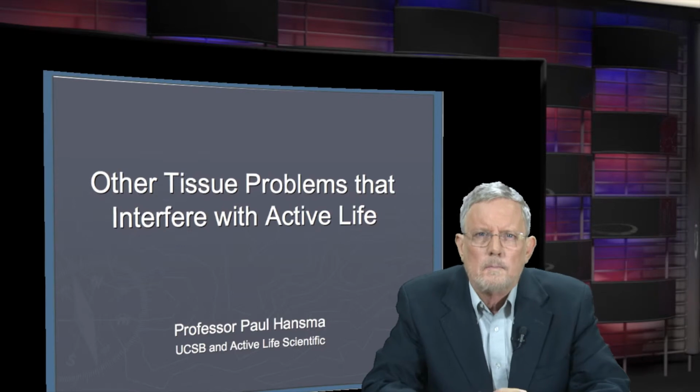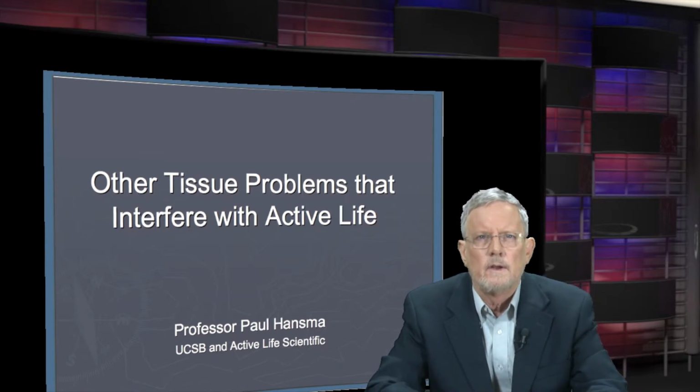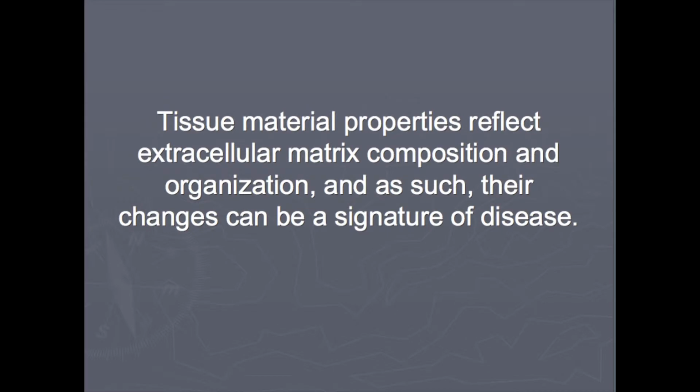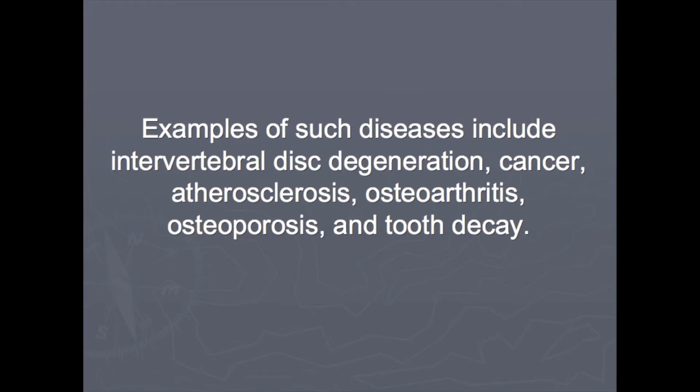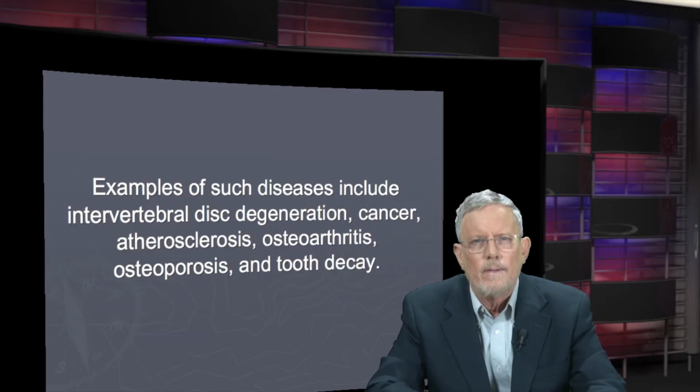It's not just poor bone tissue mechanical properties that interfere with people's active life. There are many other tissue property problems that interfere with an active life. Tissue mechanical properties reflect extracellular matrix composition and organization, and as such, their changes can be signatures of disease. Examples include intervertebral disc degeneration, cancer, atherosclerosis, osteoarthritis, osteoporosis, and tooth decay. In all these cases, the mechanical properties of the tissue are not what's desired.